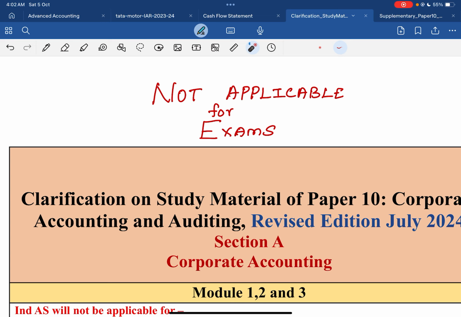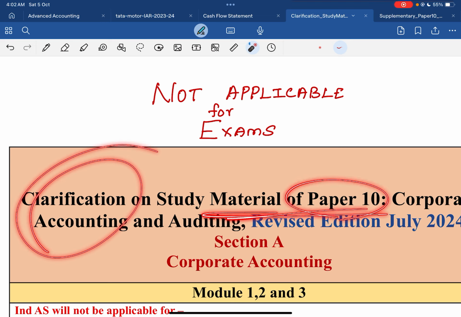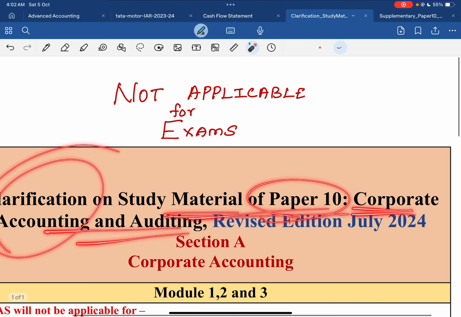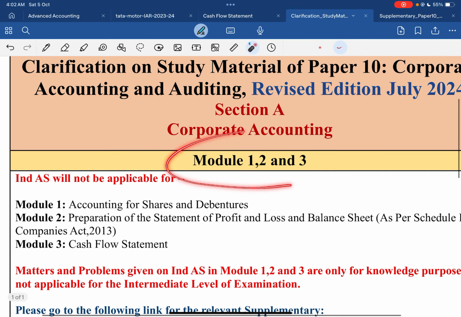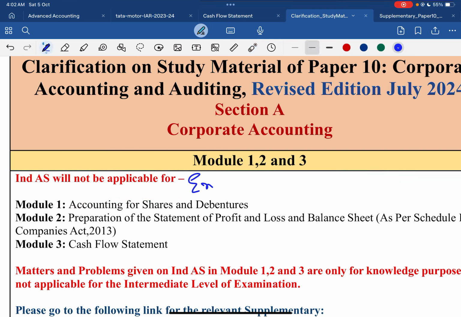ICMAI has given an important clarification on the study material for Paper 10, Corporate Accounting and Auditing, in the revised edition of July 2024. Section A, Corporate Accounting: in modules 1, 2, 3, that is issue of shares, Schedule 3, and then cash flow, Ind AS is not applicable for examination. You should write here itself, it is not applicable for exams.